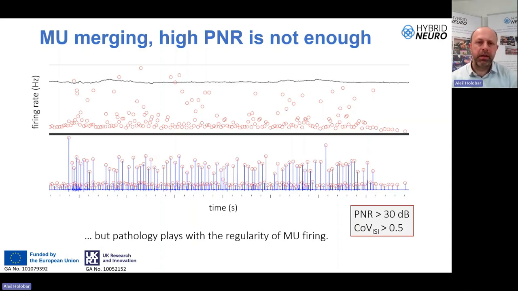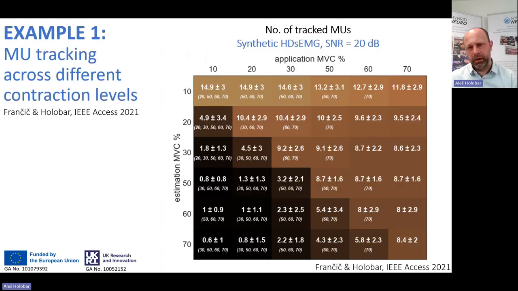There are many issues. You can rely on the regularity of the firing or discharge patterns, but then the pathology can destroy these patterns. There is certainly a lot that we still need to learn about the discharge patterns of the motor units in pathological conditions. We are building the databases. We have been building the knowledge over the last two decades. There have been tens of thousands of motor units identified, but the quest is ongoing.